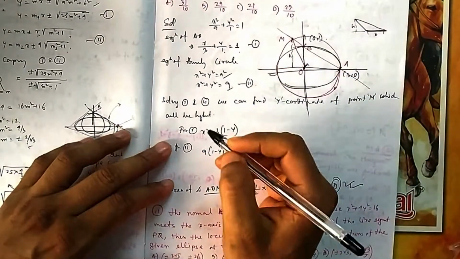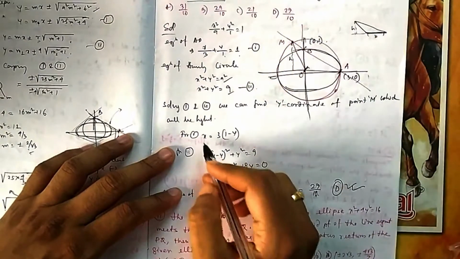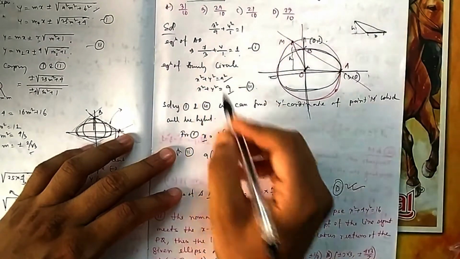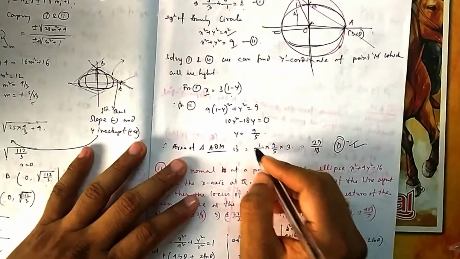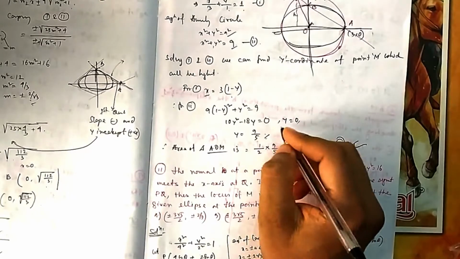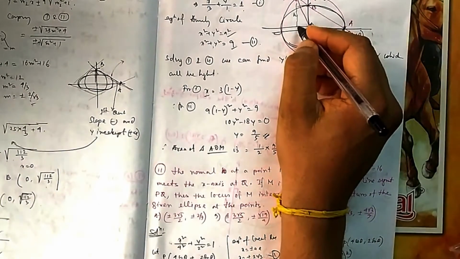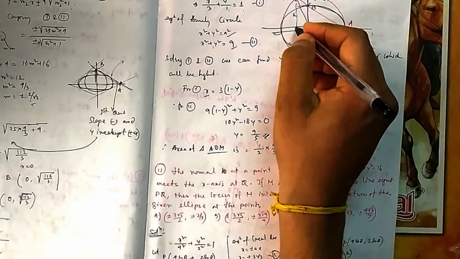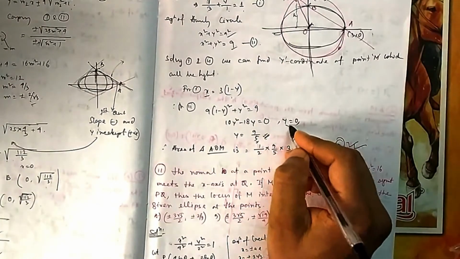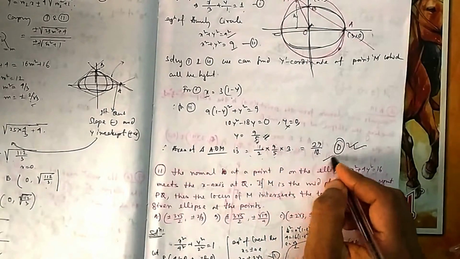So you will replace x. No need to replace y, because you need just y, this height. So you replace x = 1 minus 3y from here, put it there, and you will find y = 9/5. So you will get y = 0 or y = 9/5. y = 0 will not be the answer, because the height cannot be 0, so it is 9/5. Once you know this height, then half into height into base, where the base is 3. So you put it there and you get the area.